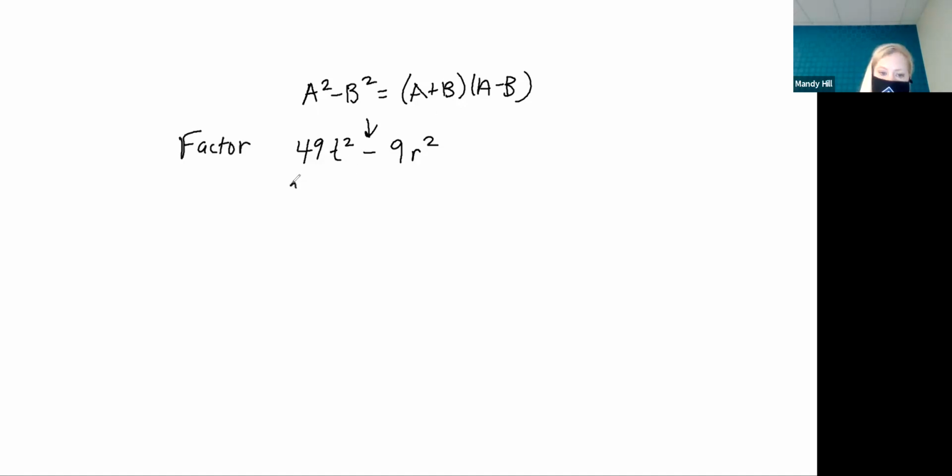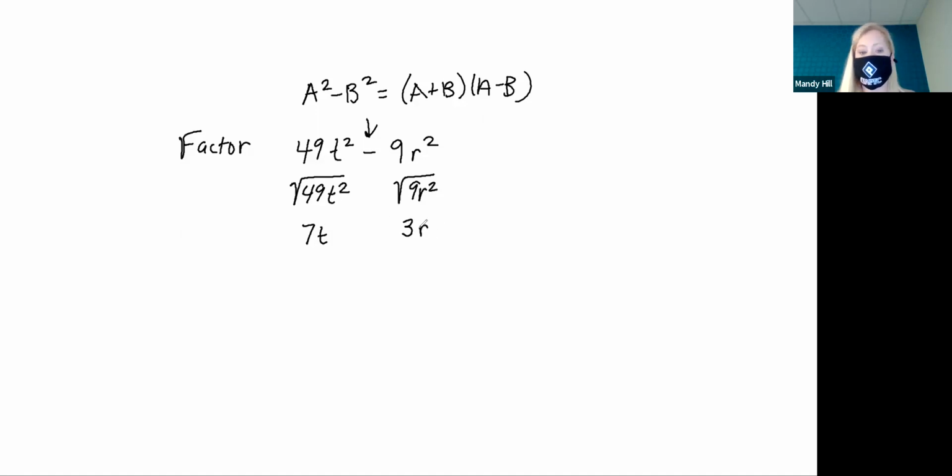But what I need to check is, does the square root of 49t squared come out even? In other words, we don't have any decimals there or anything. Well, the square root of 49t squared is 7t, because 7 times 7 is 49, and t times t is t squared. Well, this one, the square root of 9r squared has to come out even too. The square root of 9 is 3, because 3 times 3 is 9. And the square root of r squared, well, that's r, because r times r is r squared.